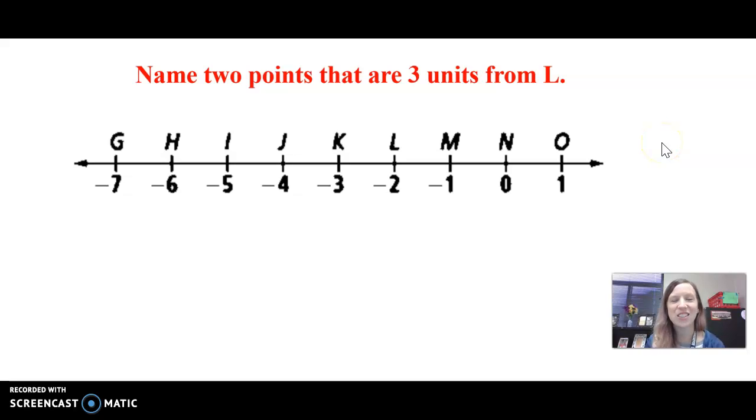Hi everyone. So today we're going to be looking at distance on the number line, as well as if we're given a segment on a number line, can we find the midpoint? And if we're given two segments, can we tell whether those segments are congruent or not?